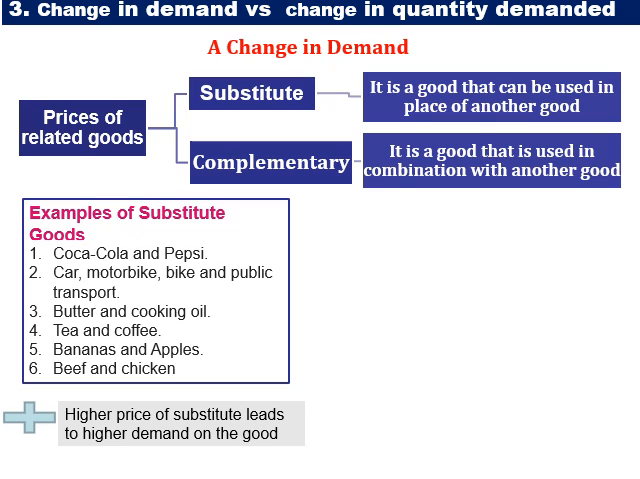So, as I said, a substitute good means that it can be used in place of another. And of course, a higher price of substitutes leads to higher demand for the good. So if the price of coffee increases, then the demand for tea will increase.